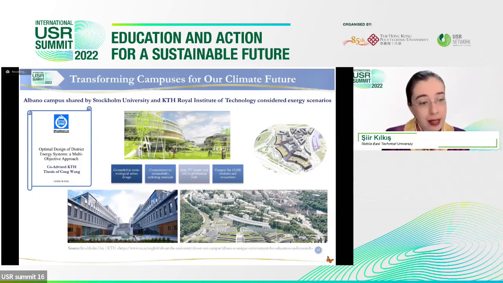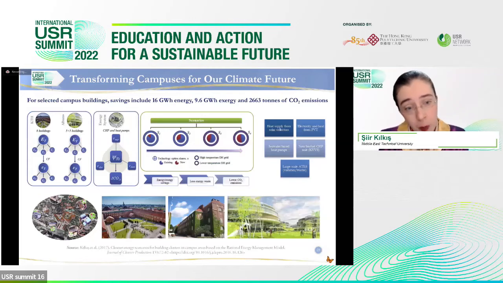And overall, this is also being supported by a thesis by Kong Wang at KTH. They are also co-advised. And overall, this part is a campus for 15,000 students and researchers. And not only this part of the campus, Albano District, but also existing buildings at KTH Royal Institute of Technology.